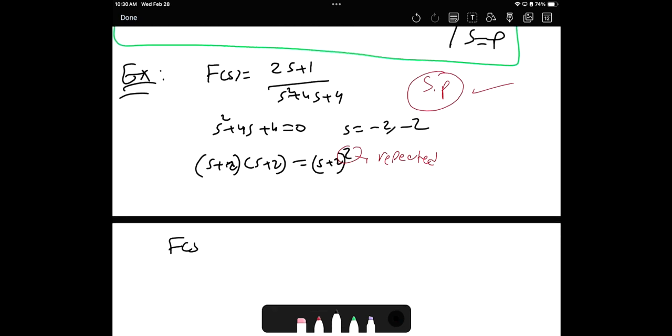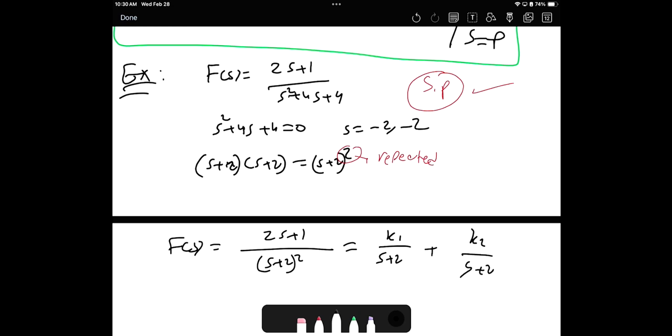I can rewrite F(s) in terms of poles as (2s plus 1) over (s plus 2) all squared. Then I need to do the partial fraction of the repeated root, which will be k1 over (s plus 2) plus k2 over (s plus 2) power 2, because the first one k1 has power 1, the second one k2 has power 2. Okay? Does this make sense? So you understand how I did this?